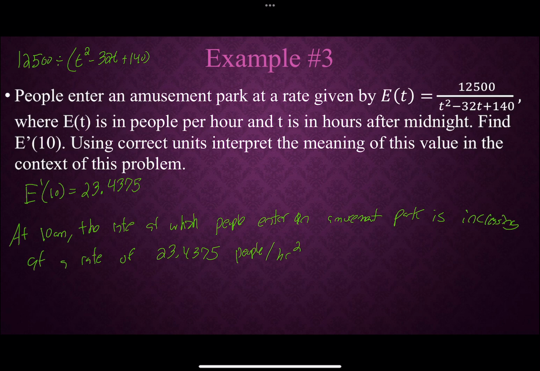So something also to keep in mind, if they wanted to talk about how do I know if the amount of people in the park is increasing or decreasing, I wouldn't need a derivative. The derivative represents the rate at which the increase or decrease is occurring. The original increase or decrease is just based off an original rate, so it would only need E of 10, not E prime at 10.